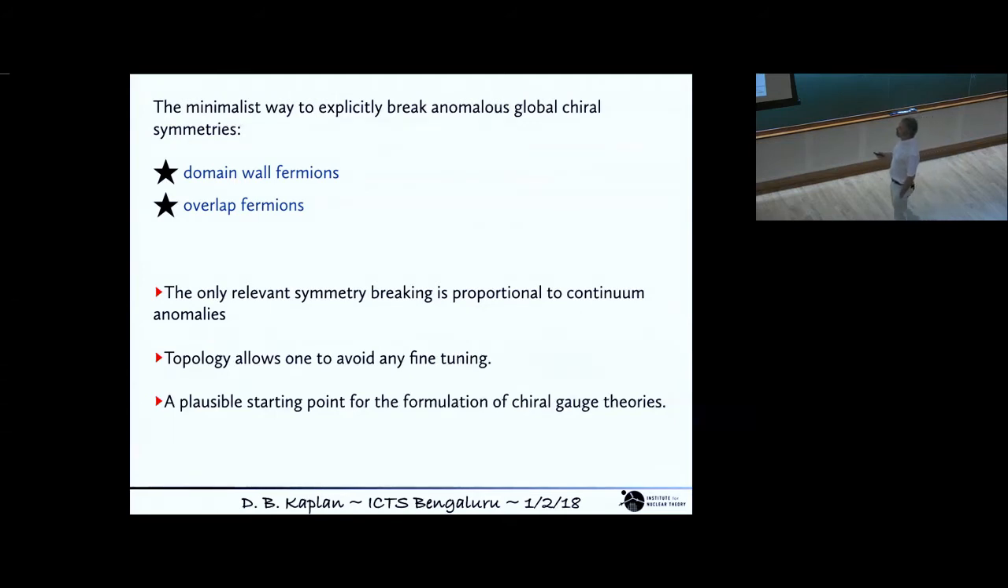And furthermore, you find that you don't have a fine tuning like you do for the Wilson fermions because of the topological nature of how these work. And they also are an interesting starting point then for discussing chiral gauge theories, which I'll talk about tomorrow.